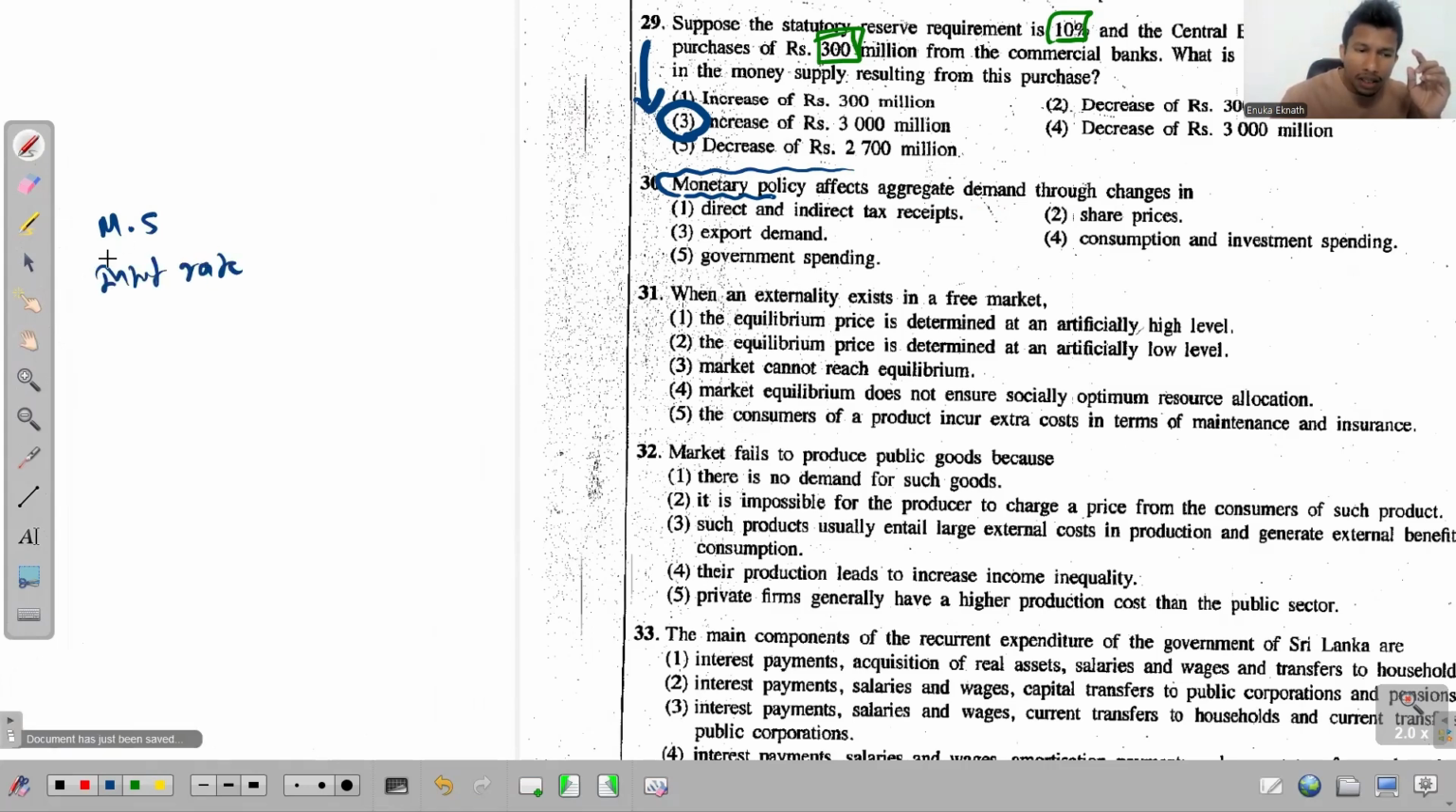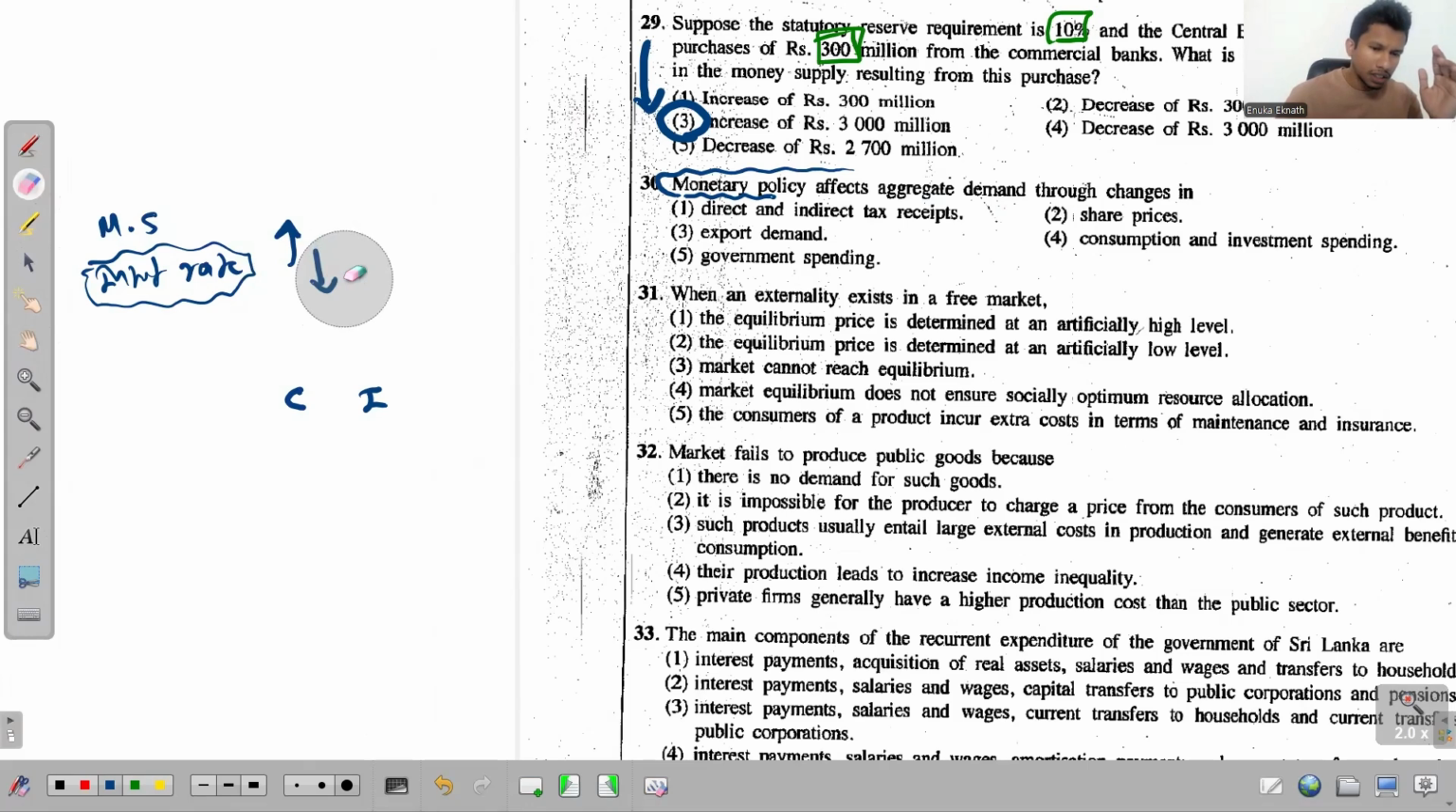So what happens when this interest rate is changed by the central bank? When the interest rate is changed by the central bank, they may increase the interest rate or they may decrease the interest rate. So when these interest rates are changed, right, the consumption and investment also changes. Now, for example, if interest rate is increased, consumption decreases, investment decreases.